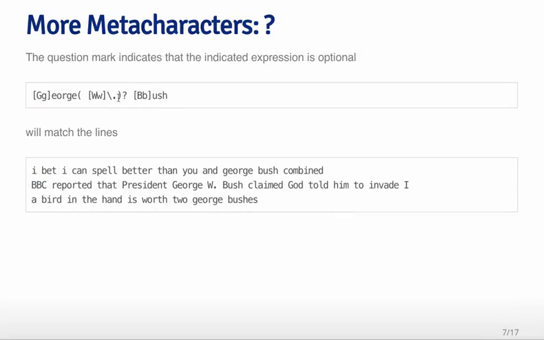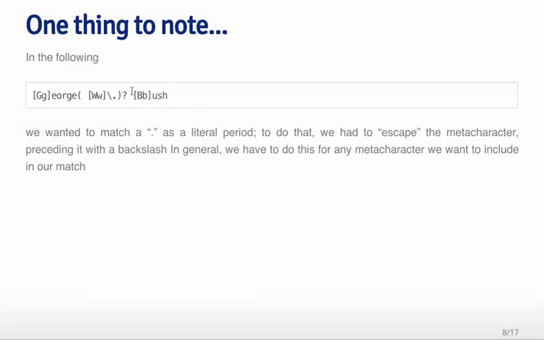If you have a question mark that follows a parentheses like this, it suggests that the indicated expression is optional. So here we have a lowercase or a capital W, and then we have a period, and it's optional in this particular phrase. So we're looking for George Bush with potentially the W in the middle, but it'll match this line because it doesn't necessarily have to have the W in the middle to be able to find it. Something to note is that here we actually had to escape the character dot, and that's because dot can be viewed as a meta character, and so by adding this backslash, what we've done is said don't consider this to be a meta character, consider it to be the literal dot.